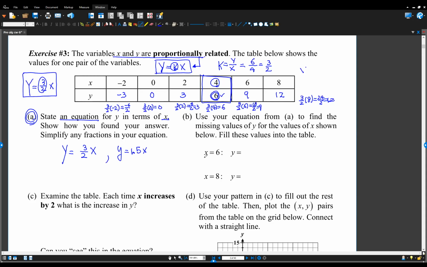When x is 6, what is the value of y? Put the number x here. y is 3 over 2 times x, which is 6. That is 9, isn't it? 3 times 6 is 18, divided by 2 is 9. When x is 8, what happens? I put this number there and we already got 12. One more time: 3 over 2 times x, where x is 8, equals what? 24 over 2 is 12. We can find the value of y.